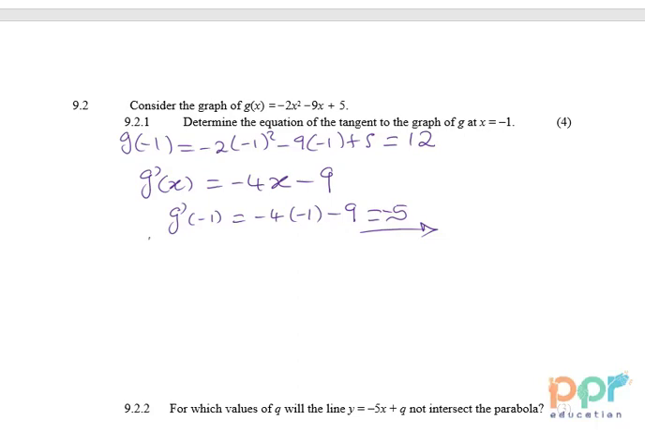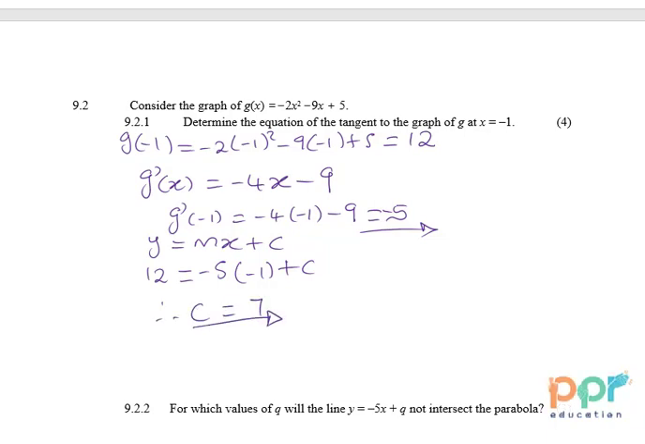I can say y equals mx plus c, whereby I substitute 12 for y, my gradient minus 5 for m, and the x value minus 1 for x, plus c. Therefore the value of c that I will get is 7.